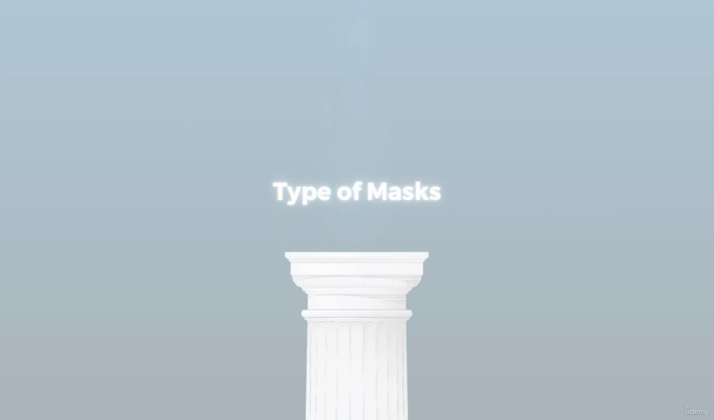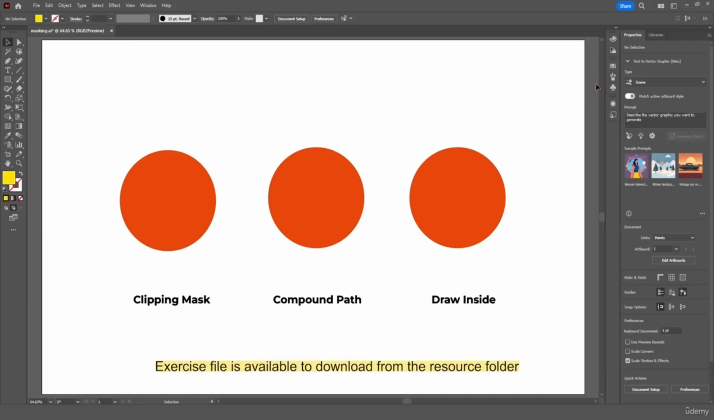Alright, welcome back to another lesson. In this lesson, you will learn how to use different types of masks. Now, these are the three main masks in Illustrator: the clipping mask, compound path, and draw inside. Alright, now let's start with the clipping mask.